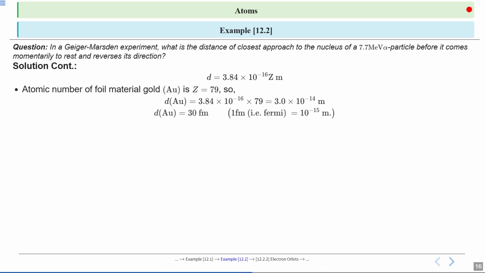To make this value more meaningful, we convert meters into femtometers. So it will become 30 femtometer, or we can say 30 Fermi. 1 femtometer is called a Fermi also. The Fermi is commonly used in nuclear physics to describe distances on the scale of atomic nuclei.